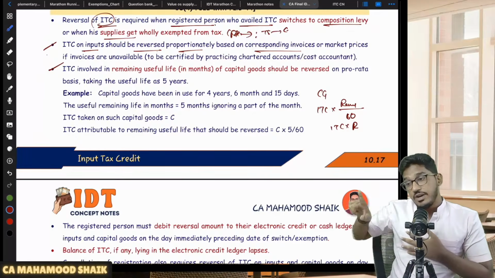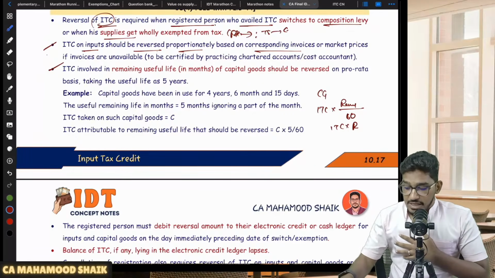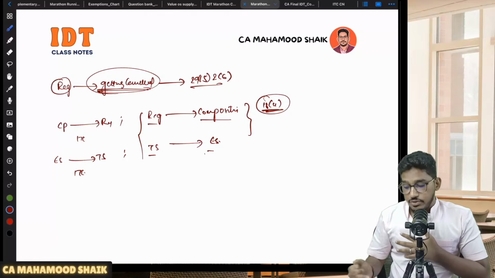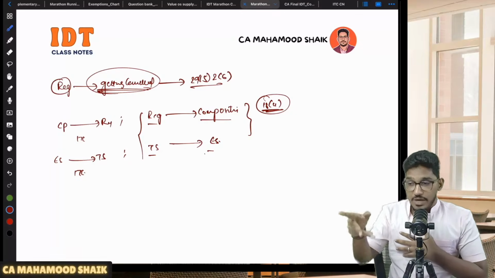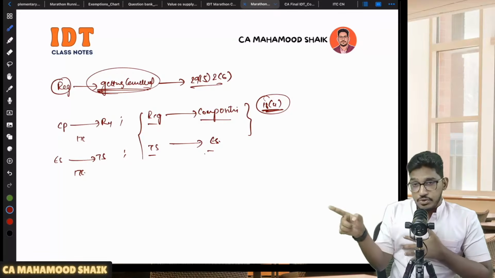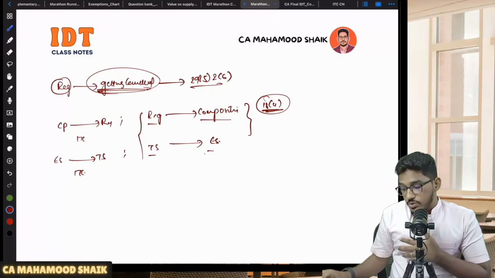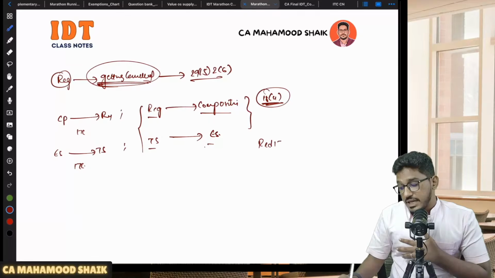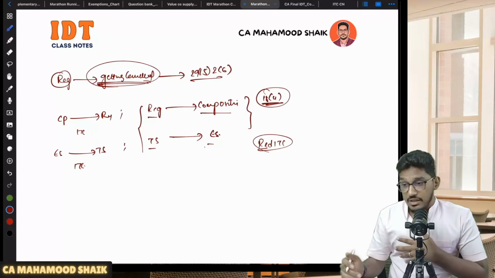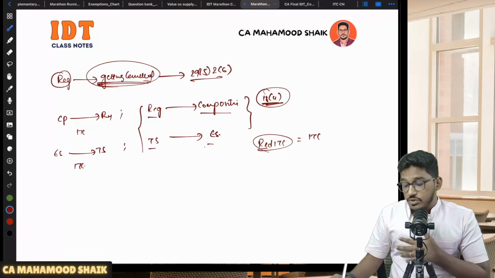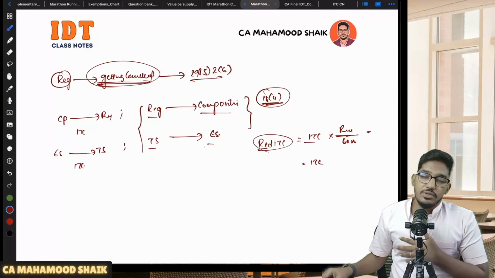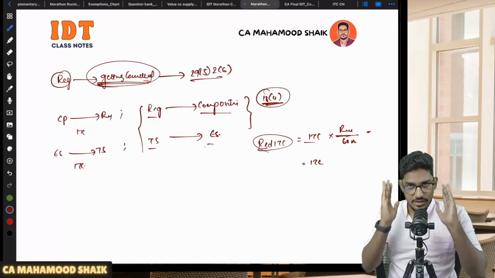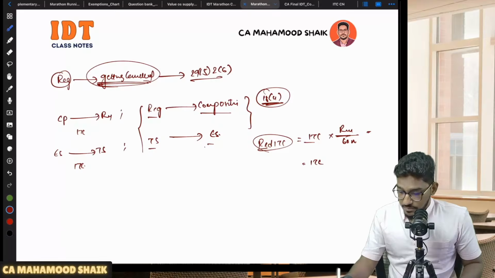18 subsection 4: when will you be required to reverse ITC under 18 subsection 4? Like I have told, you are converting from regular to composition, or your taxable supply is becoming exempt, then you are required to reverse. You are required to reverse ITC on your inputs also, and on the capital goods also. But when it comes to capital goods, how to calculate reduced ITC on reversal? Take the total ITC, take useful life as 60 months, determine the remaining useful life, and calculate the ITC attributable to the remaining useful life. That ITC you have to reverse. Understood? Clear? Right. So this is one point which I wanted to highlight.